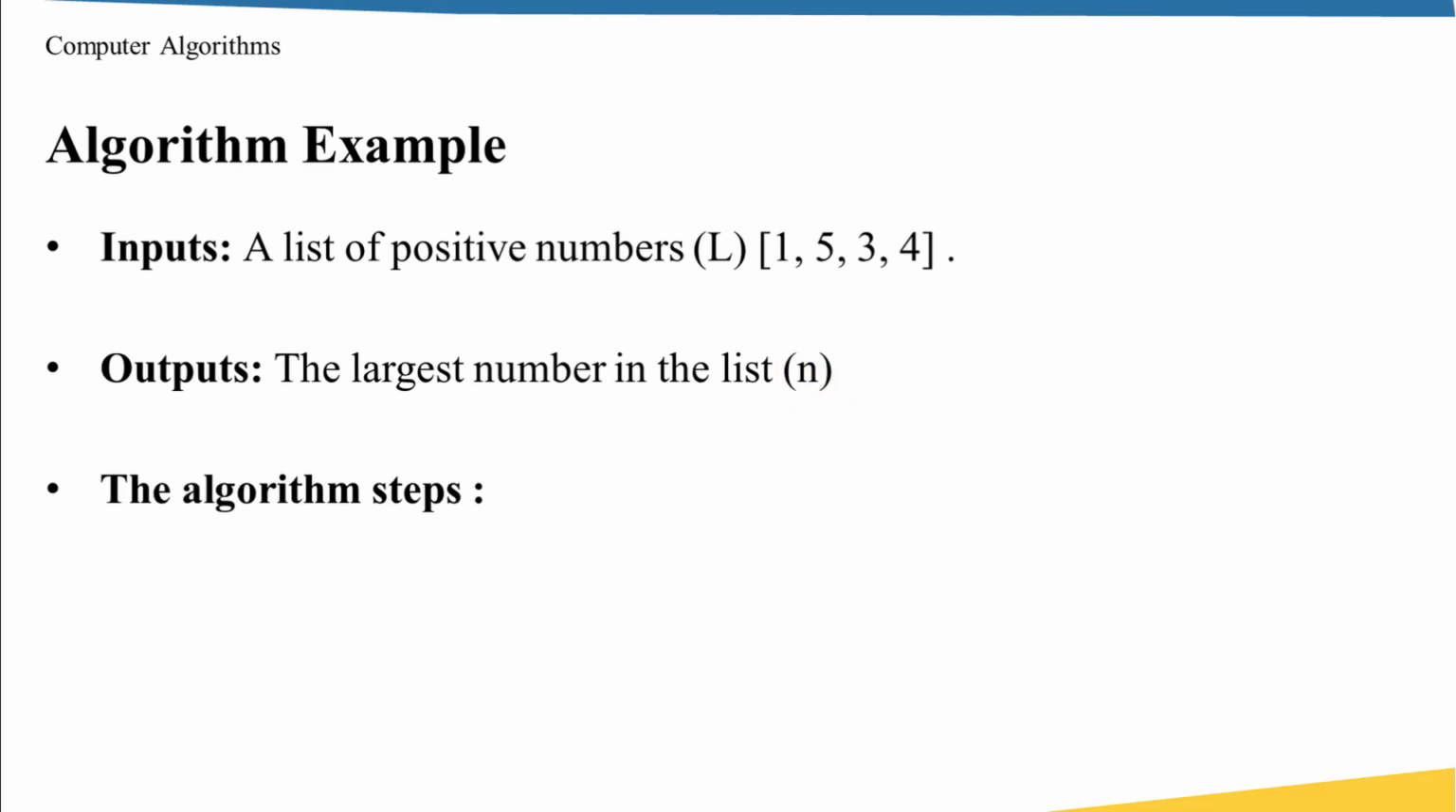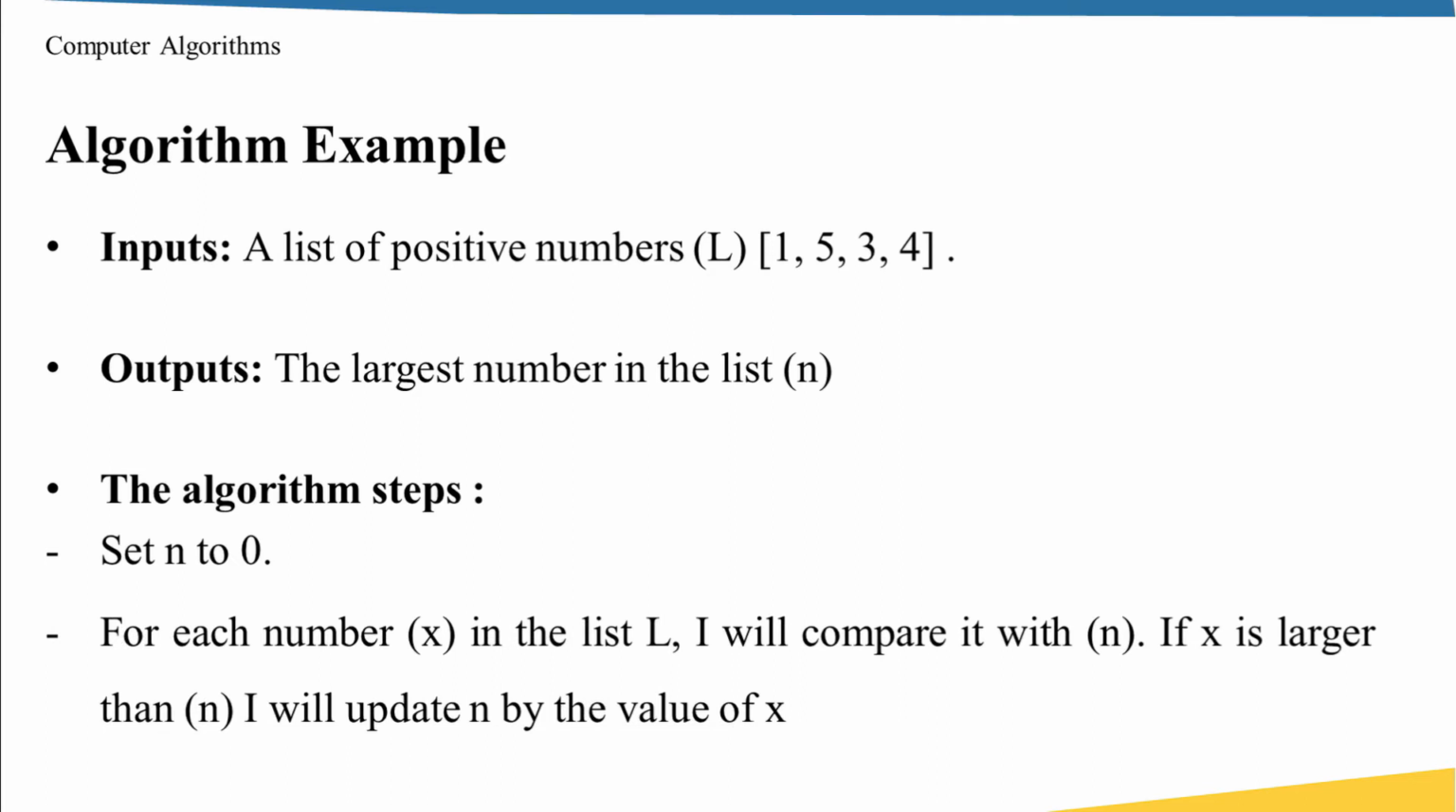The algorithm steps will be, first of all, I will set the initial value of n to be 0. Then for each number x inside the list, I will compare this number with the largest number, which is n. If I find that x is larger than n, I will update the value of n to the value of x. I know that the steps might not be very clear, so let me explain these steps visually.